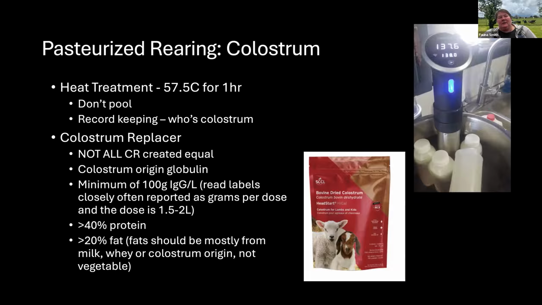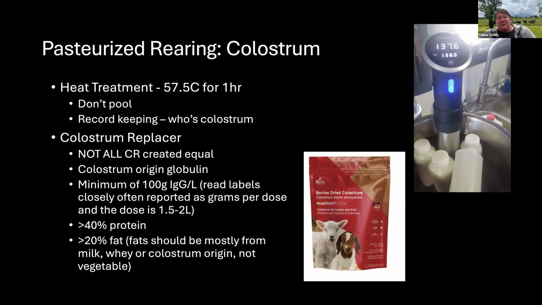For colostrum, one of the things I do recommend if they are going to use heat treated colostrum is that they don't pool and do record keeping. So when you pasteurize colostrum, have it labeled with what animal it came from, and then what baby numbers got that colostrum. It helps if you know the status of the does, it helps you to know what babies are higher risk than lower risk, because heat treatment does reduce the viral transmission, but it is not zero.